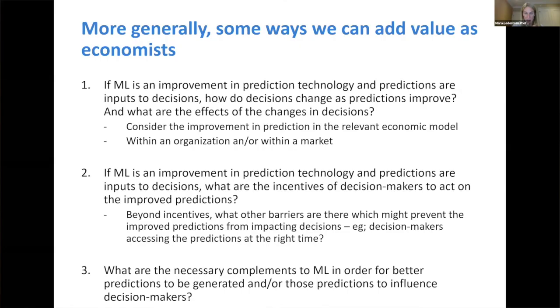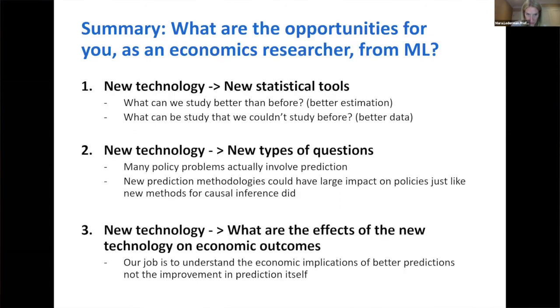And then finally, we can't talk about the effects of new technologies without talking about complements. What are the necessary complements in order for machine learning to generate better predictions and for those predictions to actually influence decision makers? So with that, I think, it's only an hour. You barely need a summary after an hour because I just told you this 55 minutes ago. What do I think some of the opportunities are for you as economic researchers from machine learning?